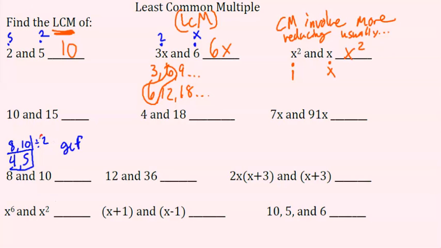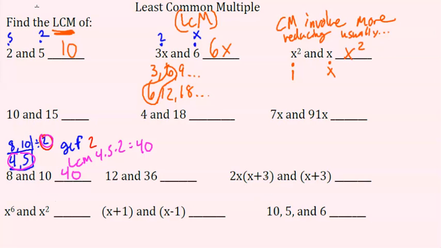So the GCF is 2, and then the LCM is 4 times 5 times 2, which is 40. So the least common multiple for 8 and 10 is 40.